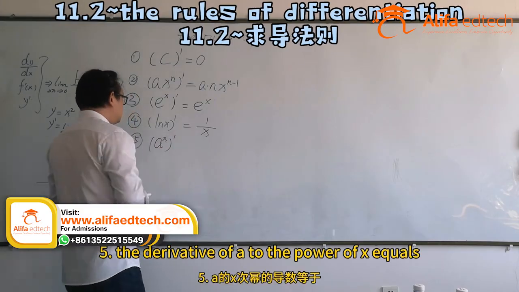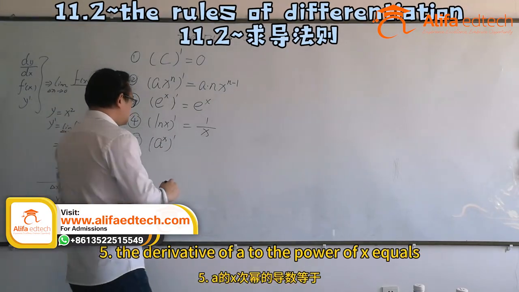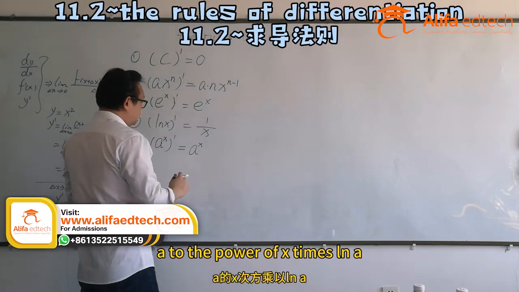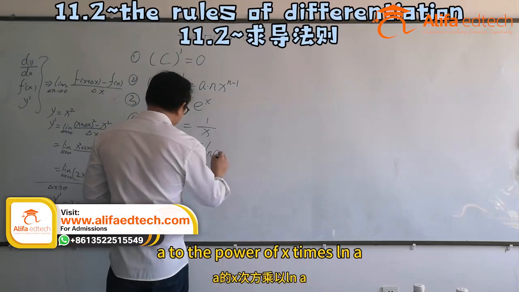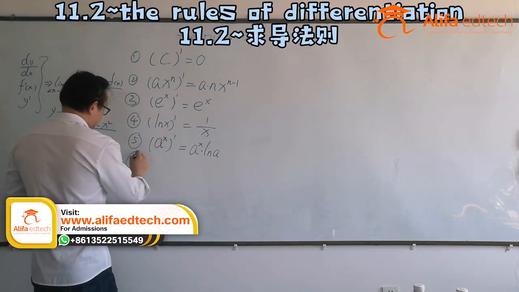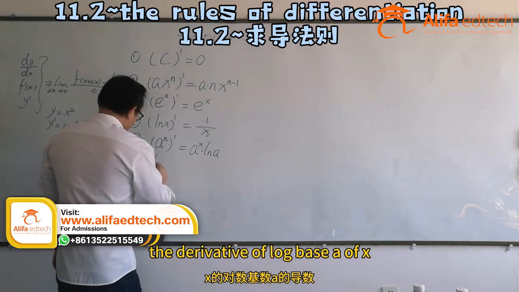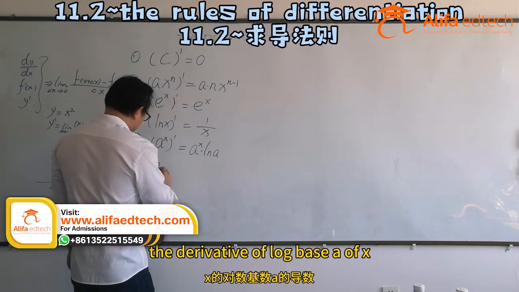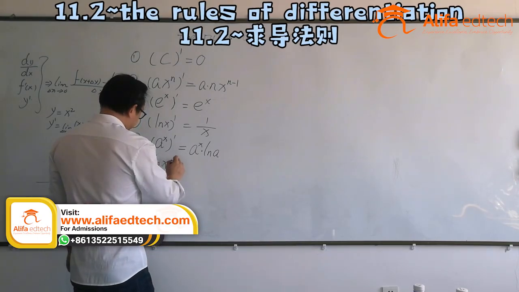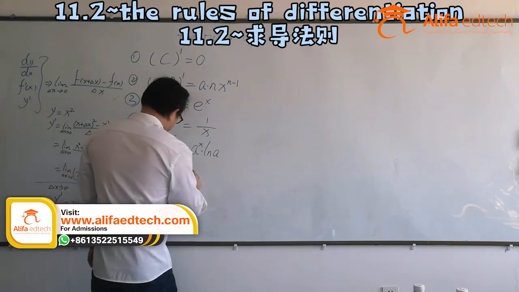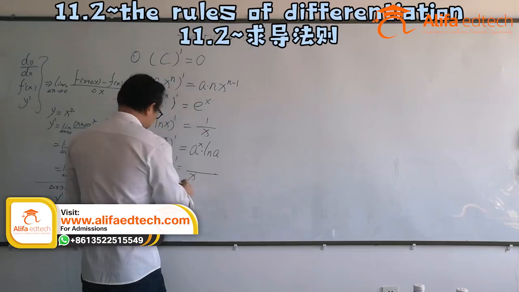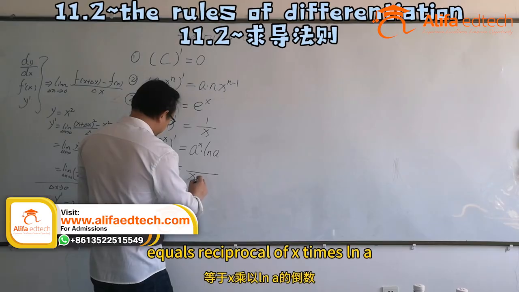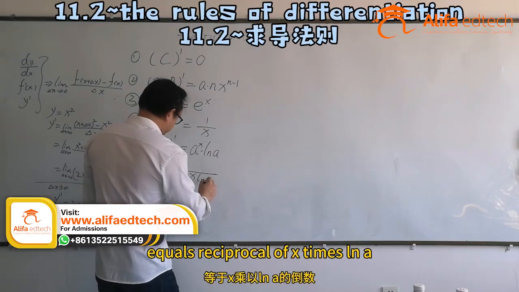5. The derivative of a to the power of x equals a to the power of x times ln a. 6. The derivative of log base a of x equals the reciprocal of x times ln a.